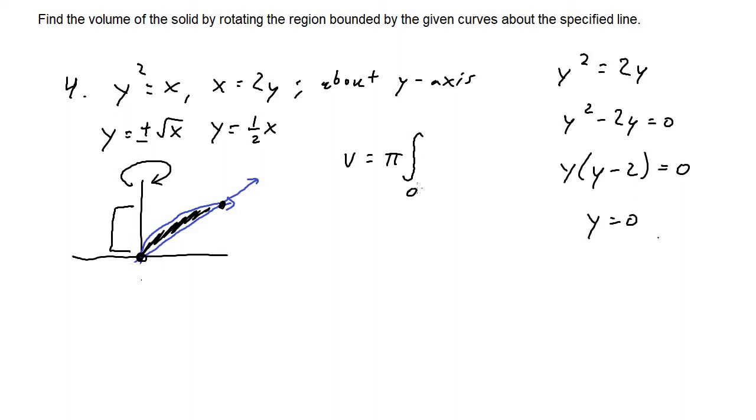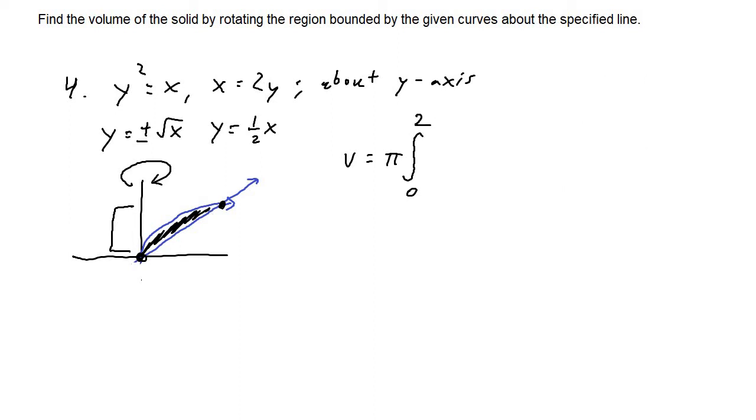So y equals 0, obviously that's one of our intersection points. And then we also have y equals 2, which is going to be that other intersection point. So our bounds range from 0 to 2. Now obviously in the washer method we have the integral of the outer radius squared minus the inner radius squared.